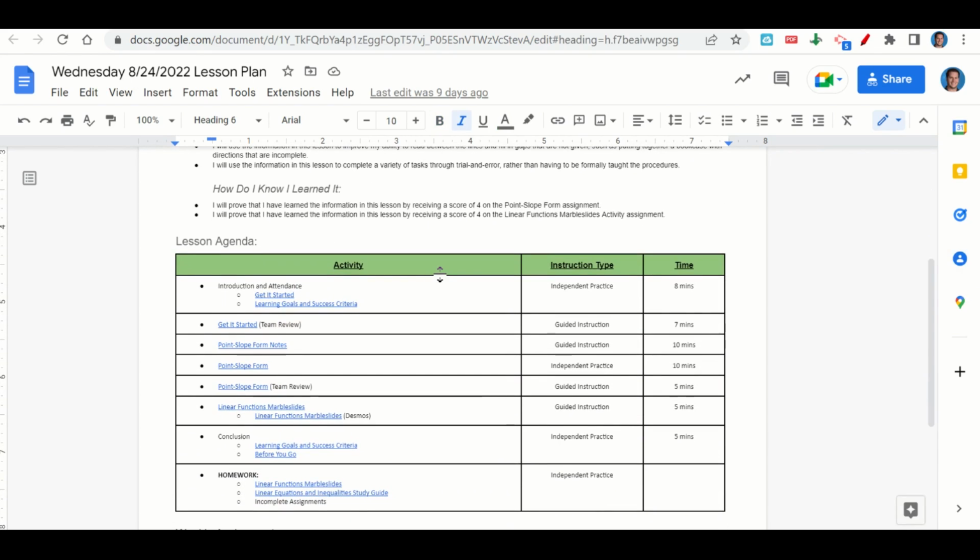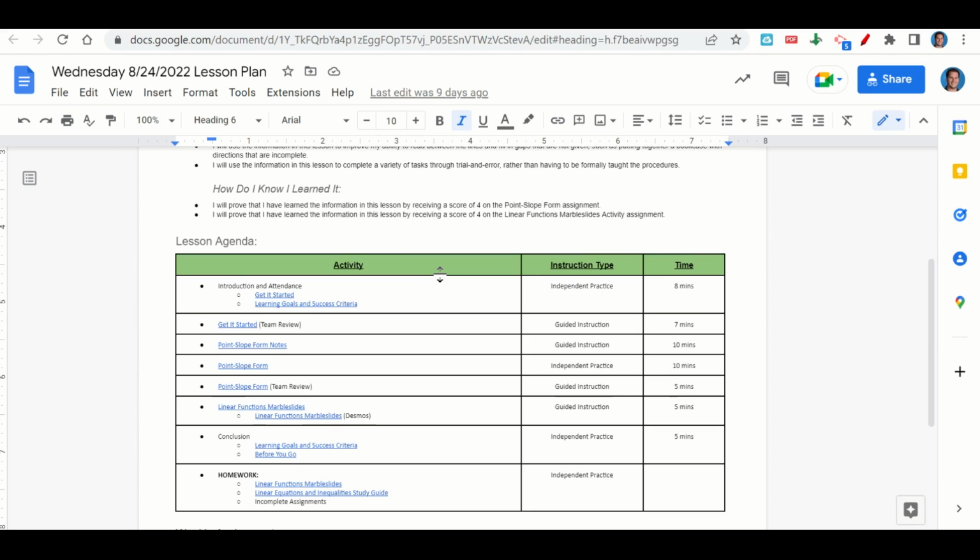Now let's take a look at our agenda for today. We will begin by going over our learning goals and success criteria. While we do that, you'll fill out your Get It Started. Once you've completed your Get It Started, we'll go over it together and answer any questions that you may have. After that, we'll go over the point slope form notes, and then I'll give you time to complete the point slope form assignment. Once you've completed the assignment, we'll go over it together and answer any questions that you may have. As we get towards the end of class, we'll go over the linear functions marble slides activity on Desmos.